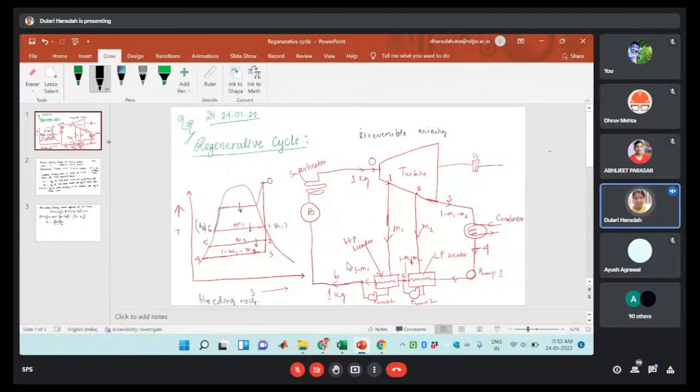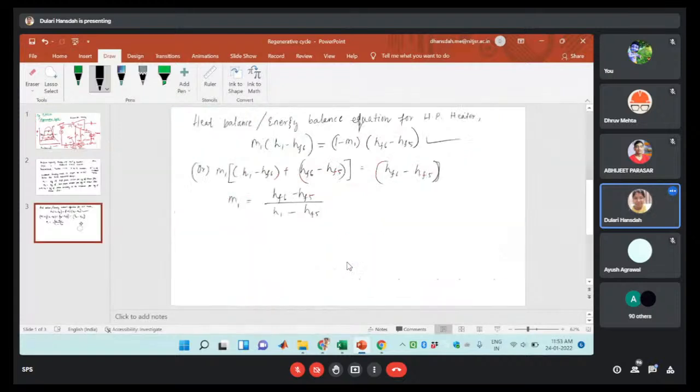So that one also you can find out, because here the pressure is P2, here it is P1, here it is P3 and it is P4. By knowing the pressure also you can find out what is the H1 and HF6 in this position, and you can calculate the M1. Okay, so this is the heat balance or energy balance equation for the high pressure heater.